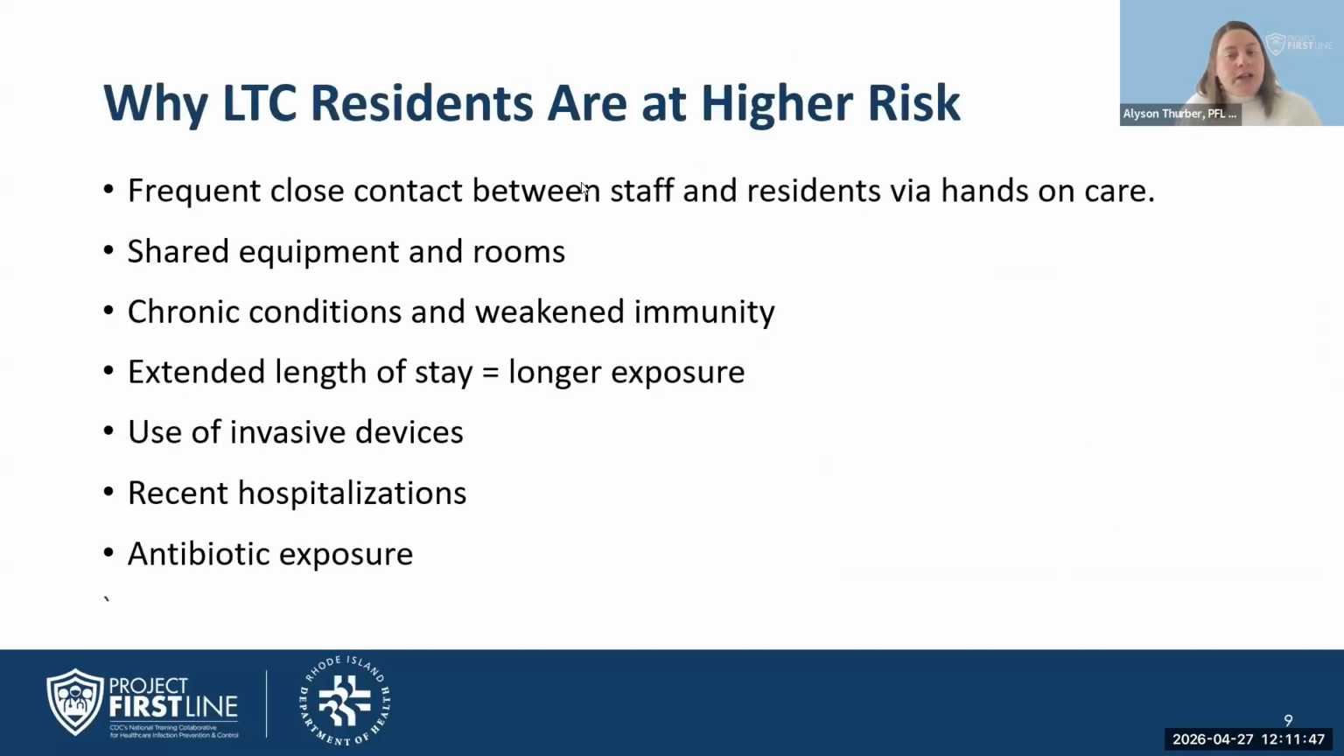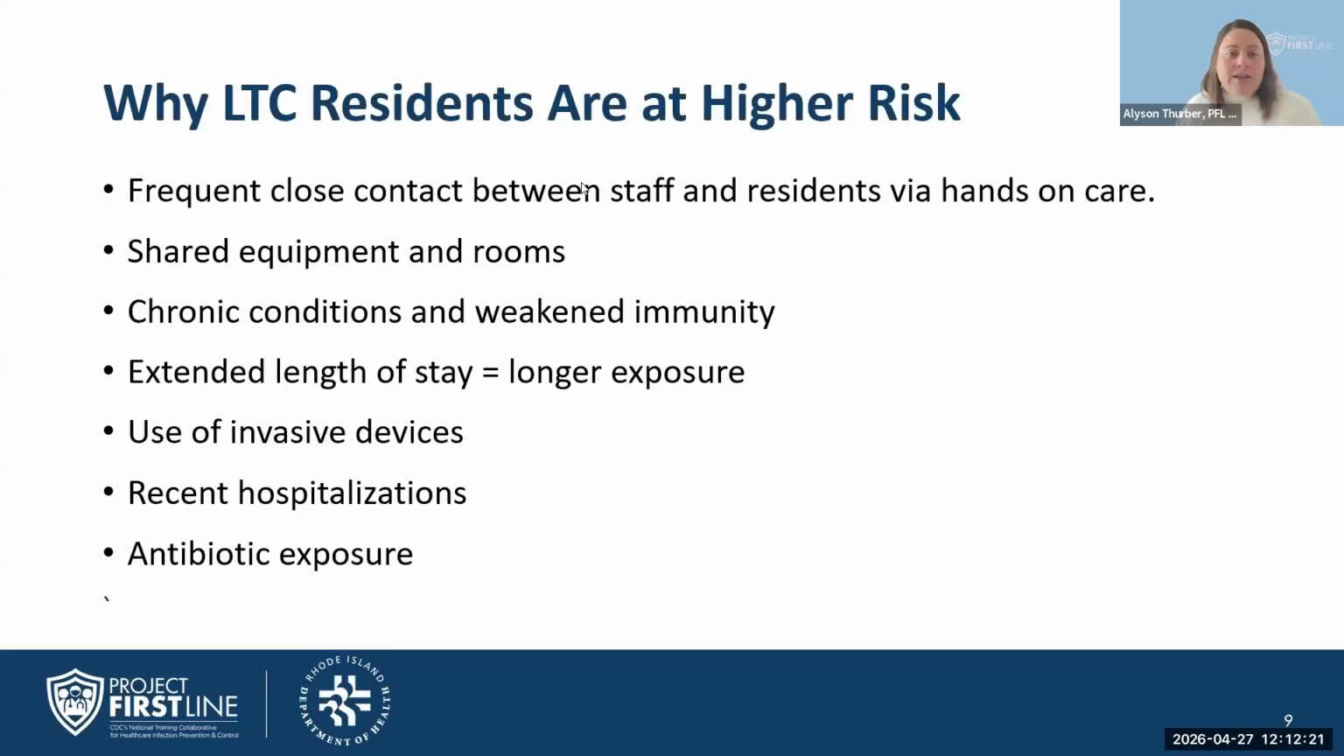So residents like Mr. Jenkins who are living in long-term care have unique vulnerabilities. Many have indwelling devices, open wounds, recent antibiotic exposure, or weakened immune systems. They also share common spaces. Think dining rooms, therapy rooms, activity rooms. This all makes transmission much easier. So think about Mr. Jenkins. He requires help with bathing, dressing, Foley care, wound care, and transfers. Each of these interactions is an opportunity for germs to spread.